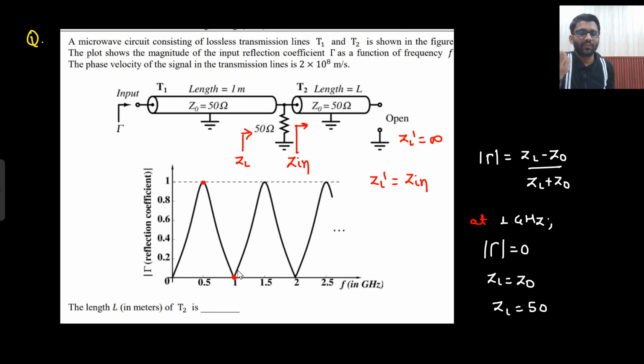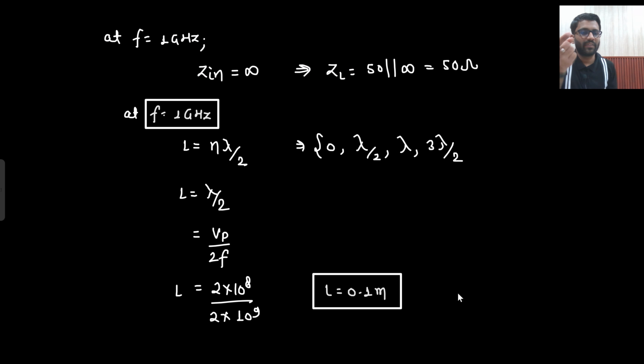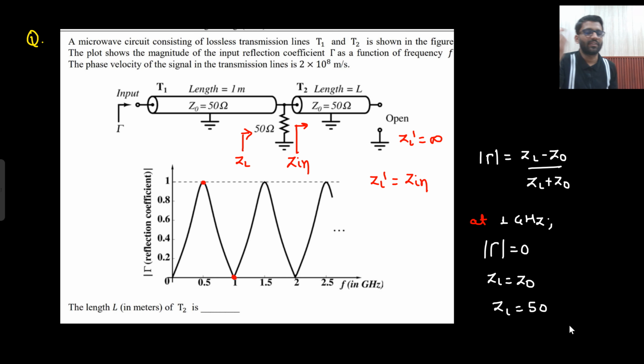Because that seemed easy for me. My reflection coefficient is 0, that means ZL has to be equal to Z naught. I can see directly it is 50. So here I need open circuit only, and if I need open circuit, that means length has to be a multiple of lambda by 2. So length equal to lambda by 2 I can pick, and that means I need to pick frequency as 1 gigahertz, because at 1 gigahertz I am getting reflection coefficient equal to 0.